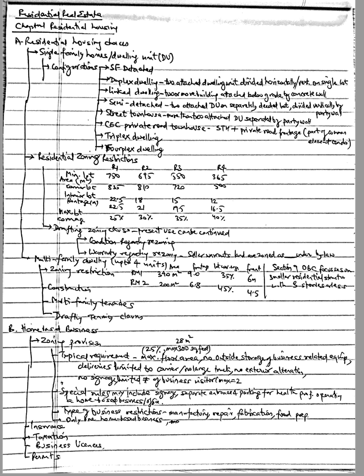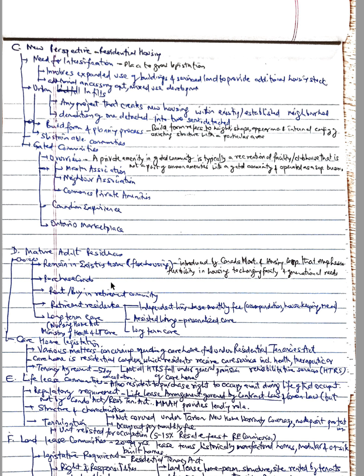New perspective from the residential housing, the need for intensification. So, moving to the next item, the need for intensification, which is also referred to as Places to Grow legislation. Intensification is a term coined in urban planning and government circles involving expanded use of building and the serviced land to provide additional housing stock and more effectively utilize existing municipal services, as opposed to the creation of new housing stock in outlying subdivision development.